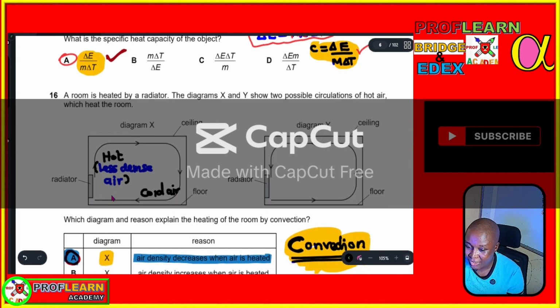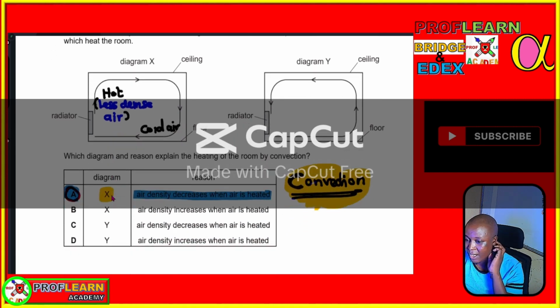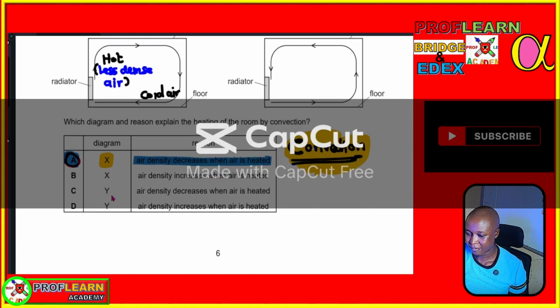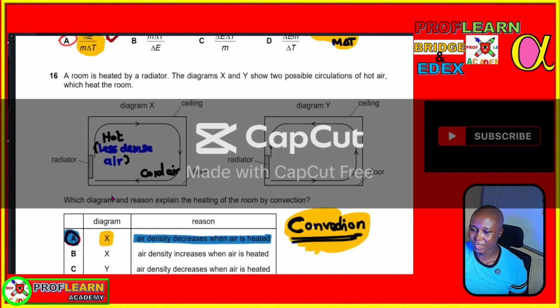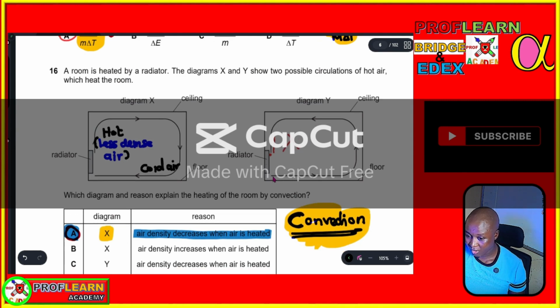So in that case, which diagram and reason explain the heating of a room by convection? This is X, and the reason is that air density decreases when air is heated. That is why you can see it's rising. But this one is wrong, because the moment the air that is here is heated, it becomes less dense and travels upward, not the other way. So this is not correct.